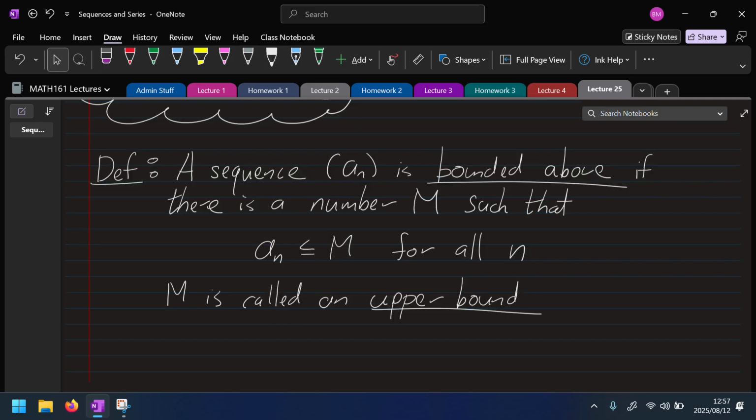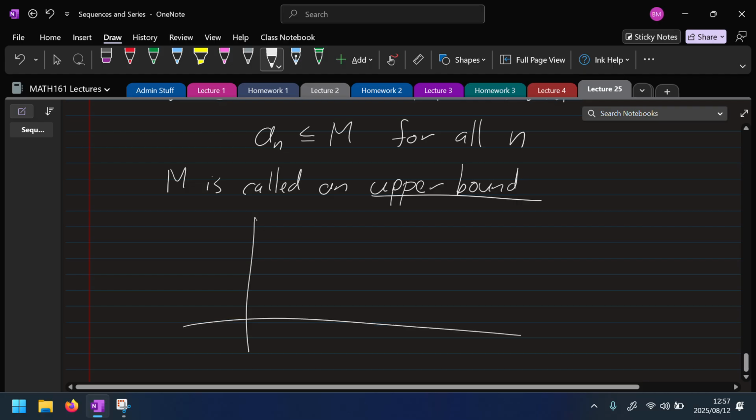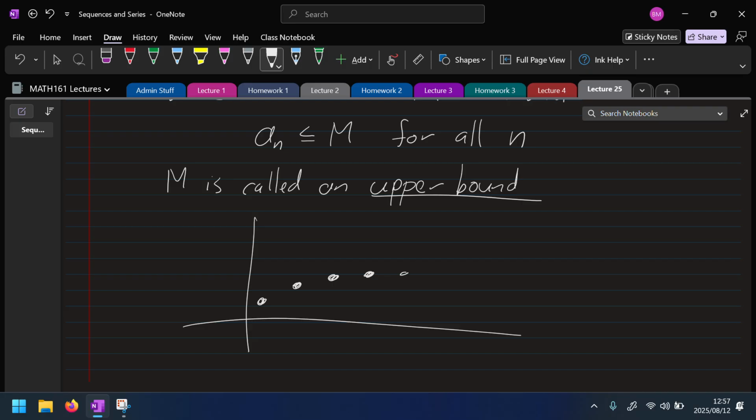So let's have a look at a little picture for this. Let's say we've got our sequence. It might do something like this. Okay, we see that we can define this number capital M there. And with the sequence levelling off like that, we see it never goes beyond M. There's that upper bound. So we say it is bounded above.